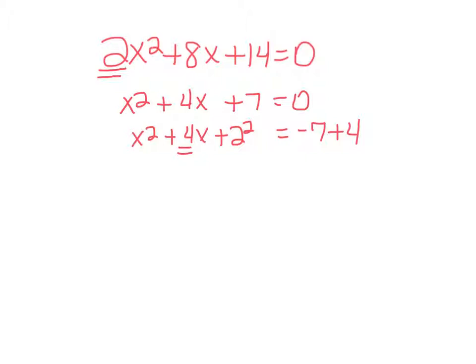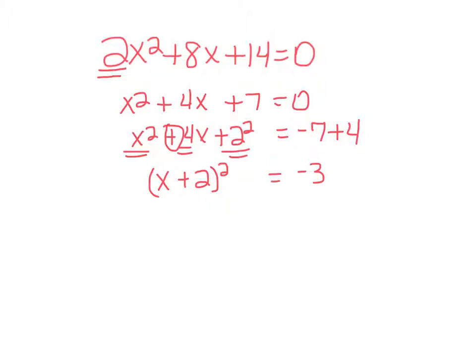Now we're going to write the trinomial as the square of a binomial. The square root of x squared is x. Square root of 2 squared is 2. And our middle term is positive, so we have a plus. So there's a binomial squared, and that equals negative 3. Right, now we're going to solve by taking the square root of both sides.